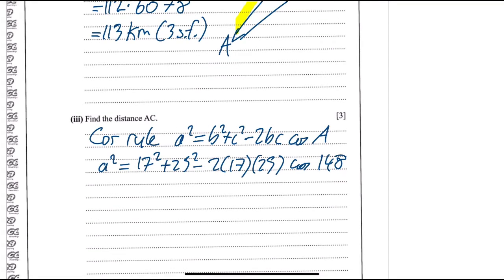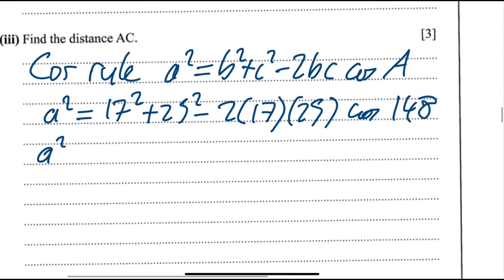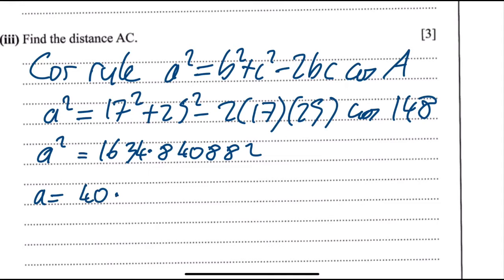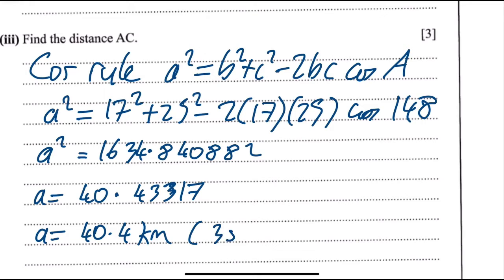When I worked that out, I got A squared to be equal to 1,634.840882, and then my A was 40.43317. So again, to 3 sig figs, that's 40.4 kilometers.